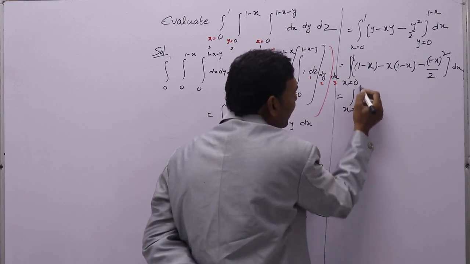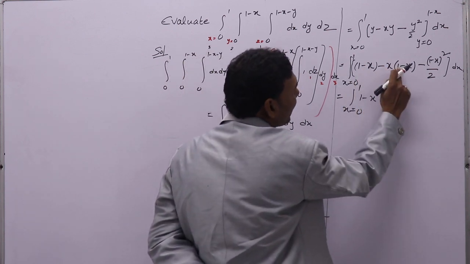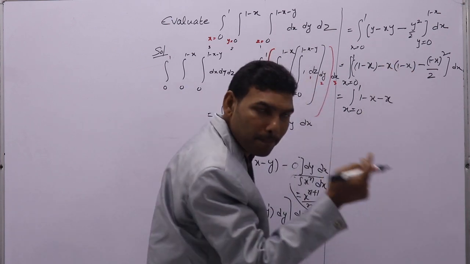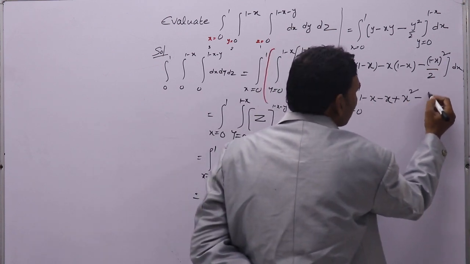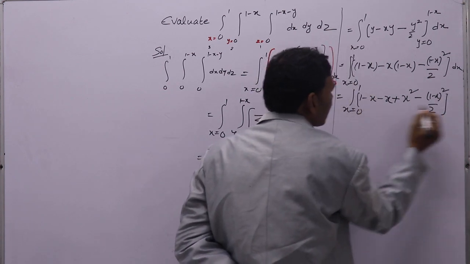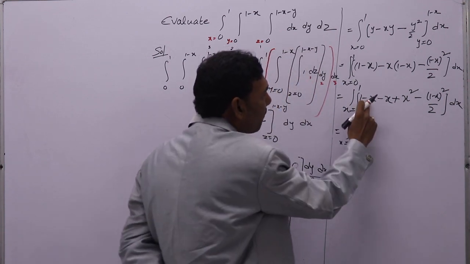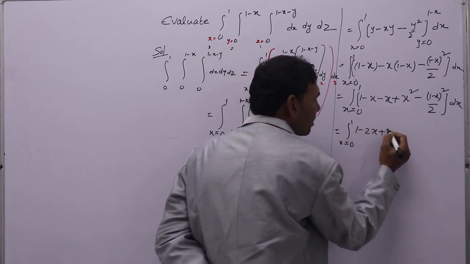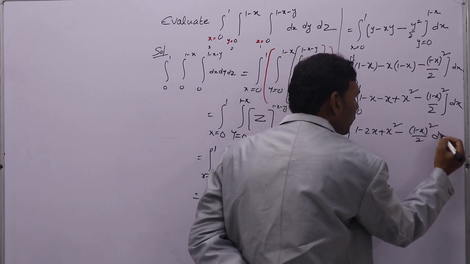So simplification. X equal to 0 to 1, 1 minus x, minus x into 1, minus x; minus into minus, plus x into x, x square; minus 1 minus x whole square by 2, dx. Now simplify this one. X equal to 0 to 1. Minus x minus x, minus 2x. 1 minus 2x plus x square, minus 1 minus x whole square by 2, dx.